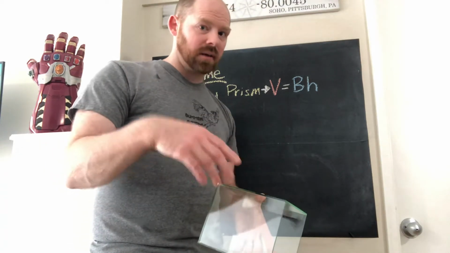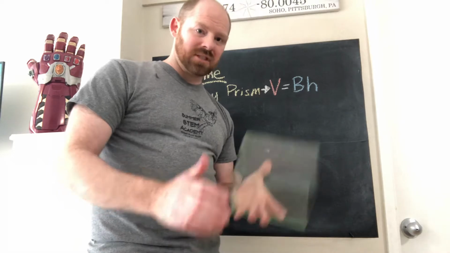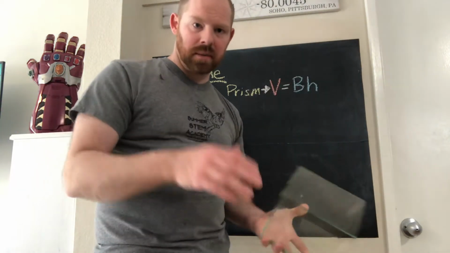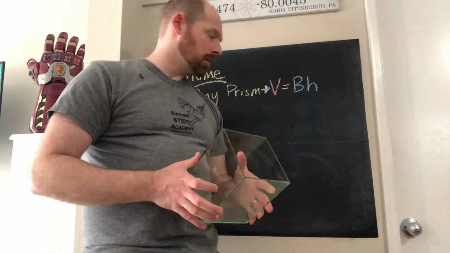So if it's a triangle, you have to use 1/2 base times height. If it's a square or rectangle, you have to use length times width, or you could call it base times height if you want.